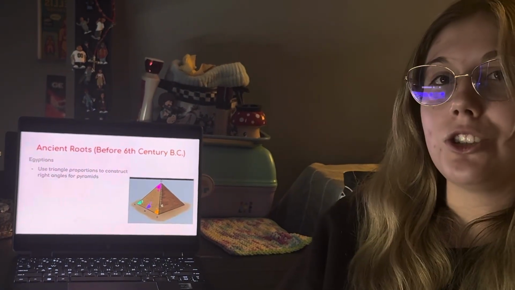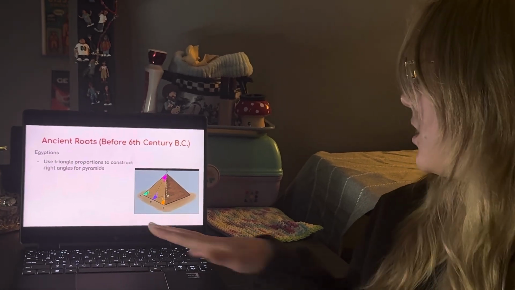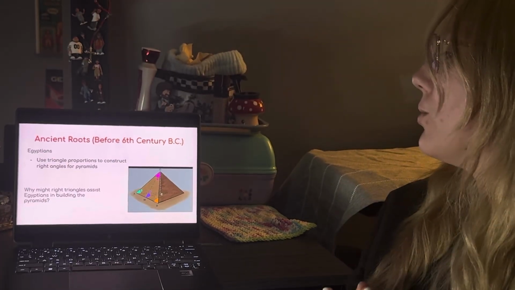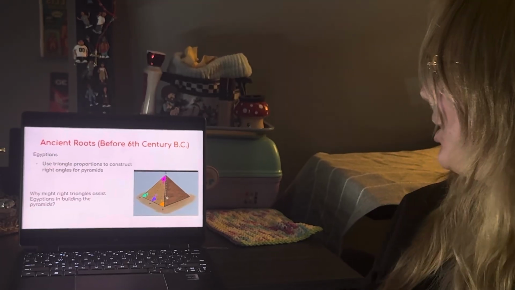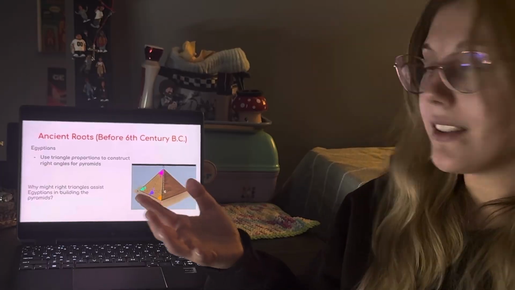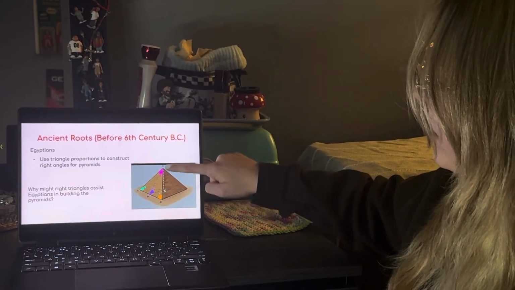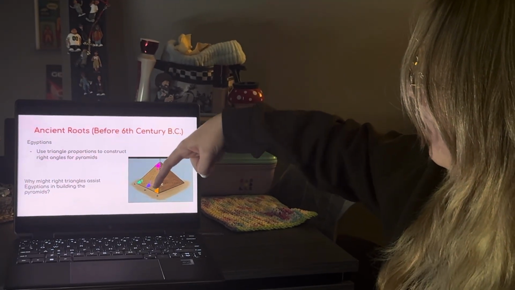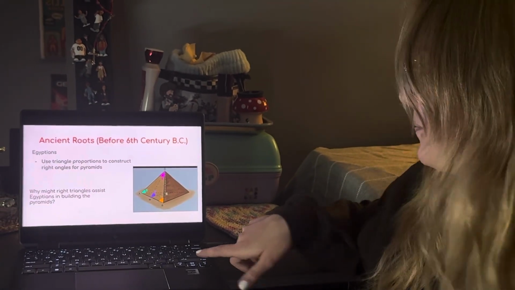The Egyptians used these triangle proportions as well to construct right angles for pyramids. So I ask you, and I would do a think, pair, share here, why might right triangles assist Egyptians in building the pyramids? So they would think about it for 30 seconds, talk about it for about a minute, and then we would talk about it as a class. So we can see here, if we could figure out how tall the pyramid is from O all the way to the ground, we can clearly see how far away we need to build each slant. So that's kind of what we would talk about there.